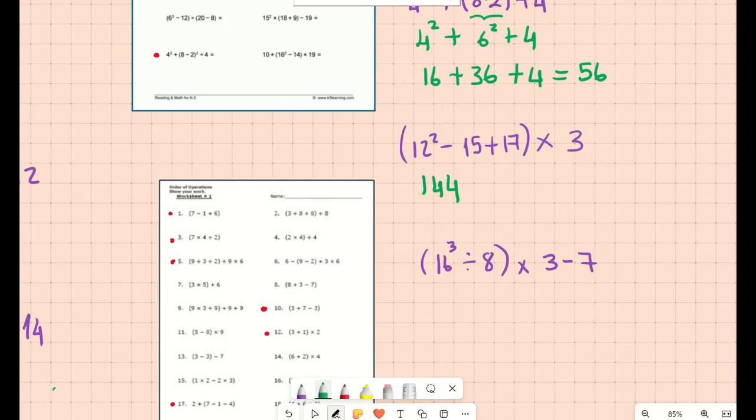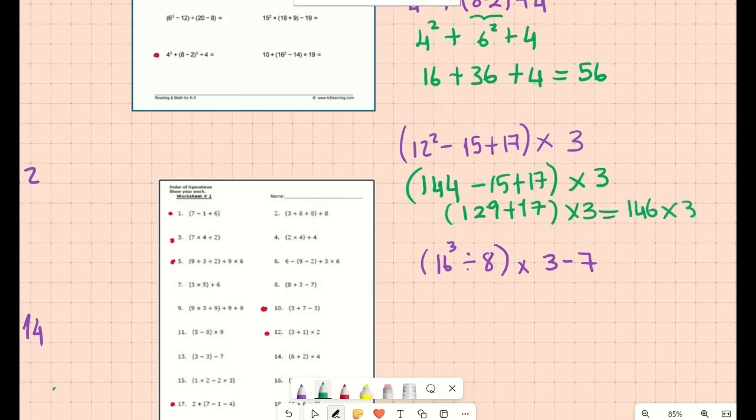Okay, so 144 minus 15 plus 17. I write the problem again because I don't want to get confused. Now there is a parenthesis before multiplication, so I have to solve this part first. 144 minus 15 is 129, plus 17, and then times 3. Then I can do 129 plus 17.